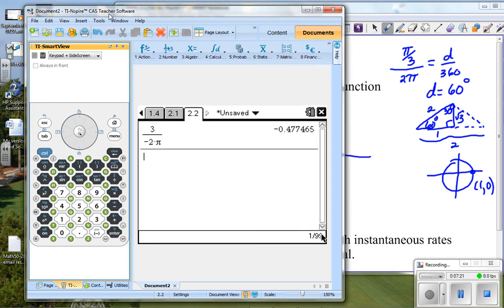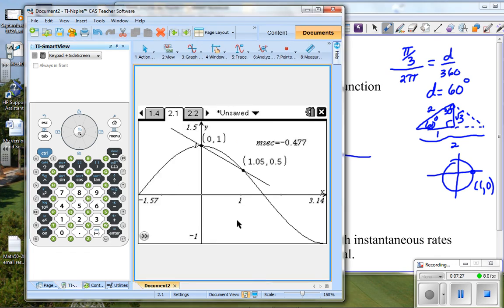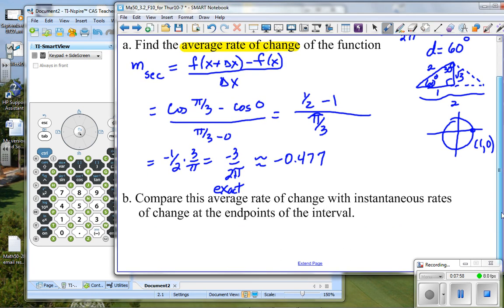And what we need to think about is, what does this represent? Let's go back to our graph. The slope says that for every 1 unit increase in input, our output is changing approximately by negative 0.477 units. So for every 1 unit increase in our angle, the ratio between our adjacent and hypotenuse sides is decreasing approximately negative 0.477 units. Now the second question is, what's the comparison between that and instantaneous rate of change?